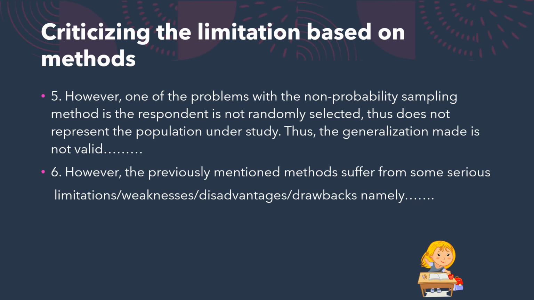Criticizing the limitation based on methods. Five: However, one of the problems with the non-probability sampling method is the respondent is not randomly selected, thus does not represent the population under study. Thus, the generalization made is not valid. Six: However, the previously mentioned methods suffer from some serious limitations, weaknesses, disadvantages, or drawbacks, namely.